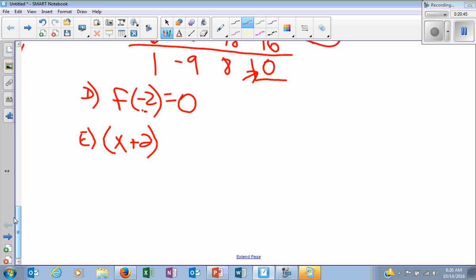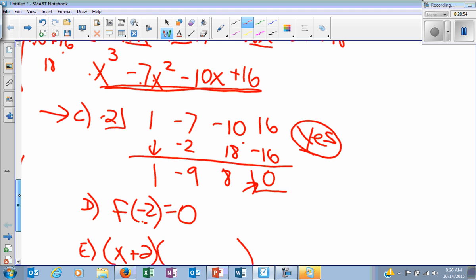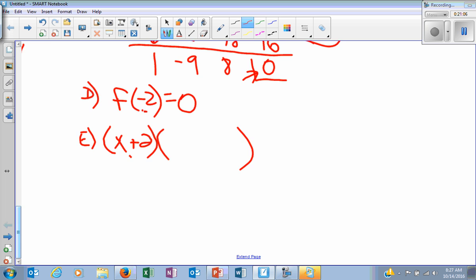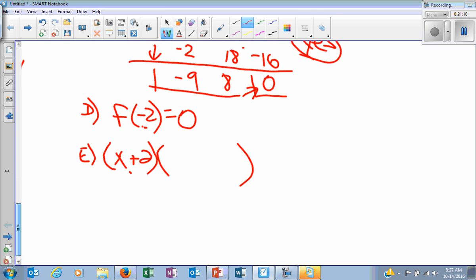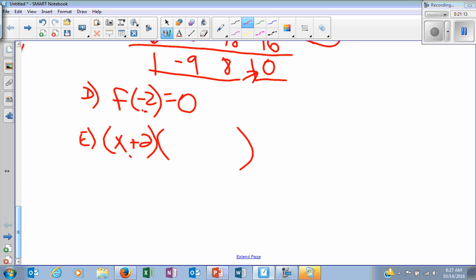Now, what times x plus 2 would get me to that whole thing up there? What did I just do right here? Did I do my synthetic division? Doesn't that mean that if I use this right here, this would be my stuff that's left over? See how I've already done all my work for this problem? I'm putting it all together in this one. X squared minus 9x plus 8.